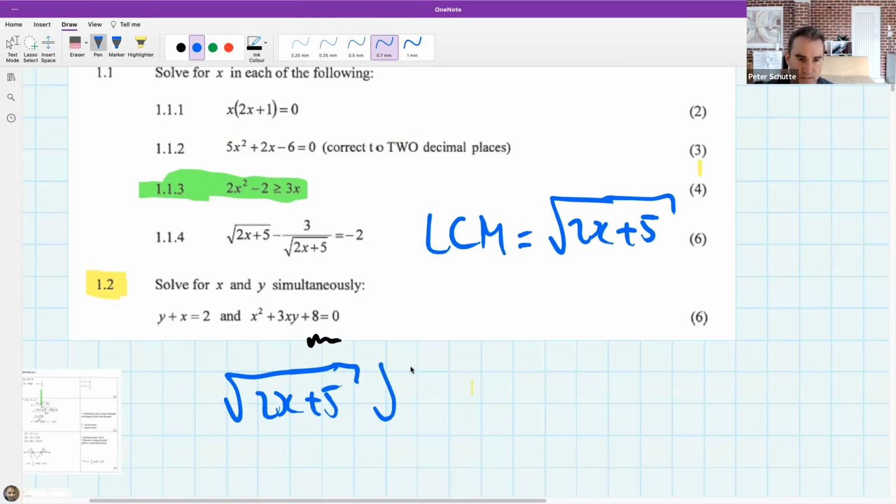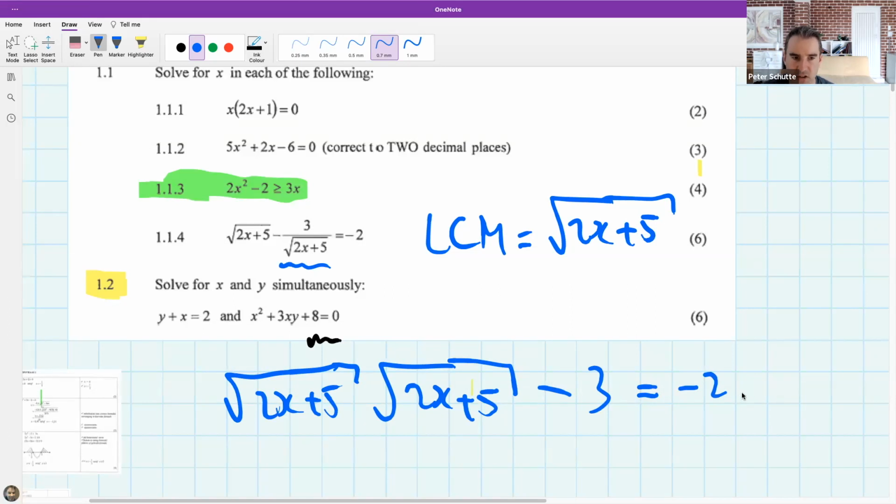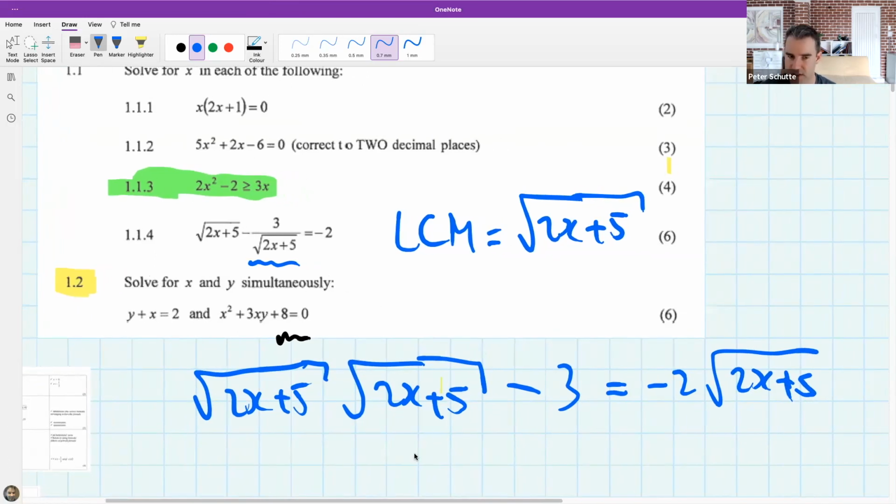2x plus 5 times 2x plus 5 minus, now what's going to happen in the second part is that the multiplication is going to knock out what's below, and they're going to cancel out. So you get -3 equals -2 times. So all I've done is I've multiplied everything by that. Now, I'm actually not going to do the whole thing today because I think it will be confusing, but I do want to know, does anybody know what the square root of 2x plus 5 times the square root of 2x plus 5 is equal to?